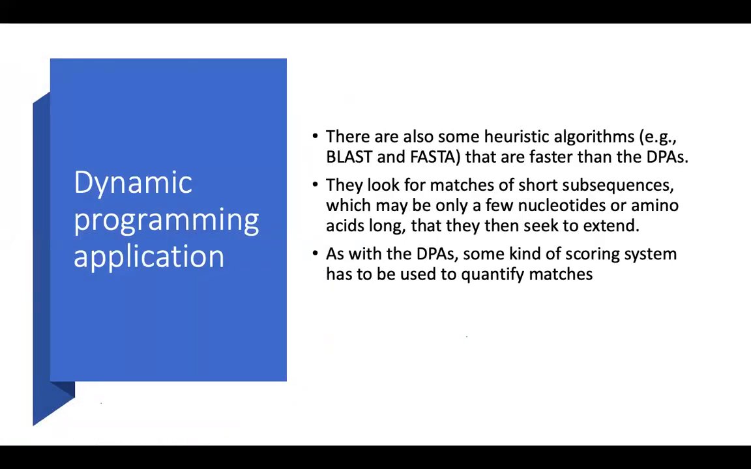There are also some heuristic algorithms, for example BLAST and FASTA, that are faster than dynamic programming algorithms. They look for matches for short sequences, which may be only a few nucleotides or amino acids long, that they then seek to extend. As with the DPAs, some kind of scoring system has to be used to quantify the matches. So this is very important: unlike dot plots, we need to have a scoring system in dynamic programming algorithms, because we need to quantify the amount or percentage of the matches present in the alignment.